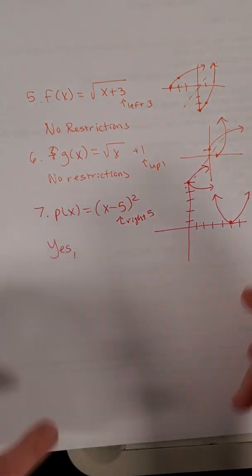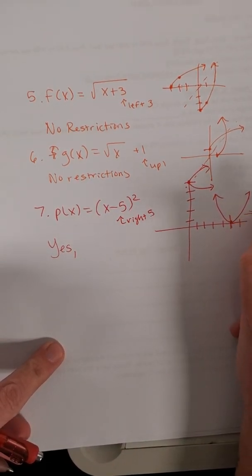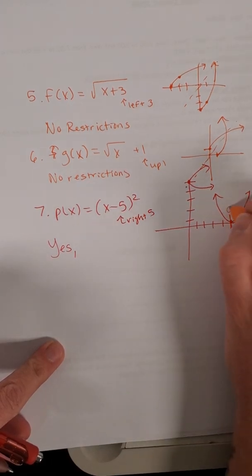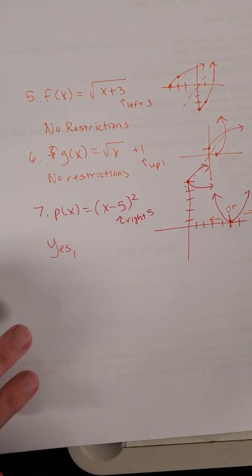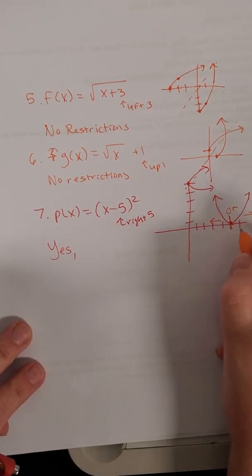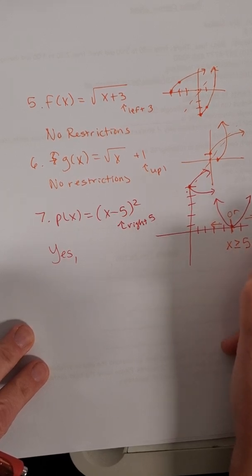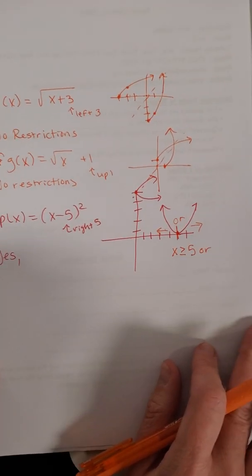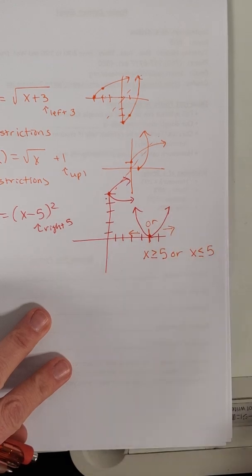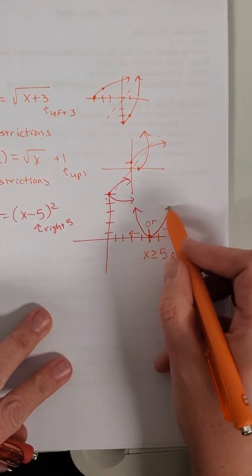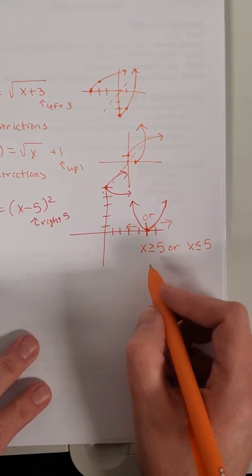Our restriction, so we're going to look at the domain and range. So what we want to pick is either this side of the graph, or we could pick this side of the graph. We only want one. So there's two separate restrictions we could pick. We could either pick from x greater than or equal to 5, or we could pick from x less than or equal to 5. If I pick greater than 5, I'll have the right-hand branch. If I pick less than 5, I would have the left-hand branch.